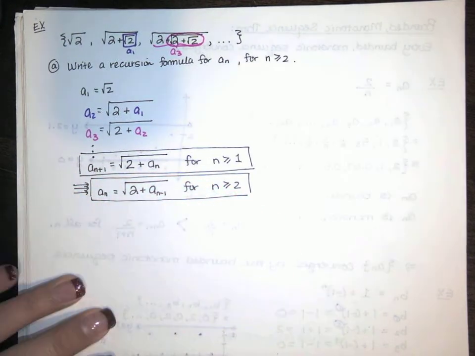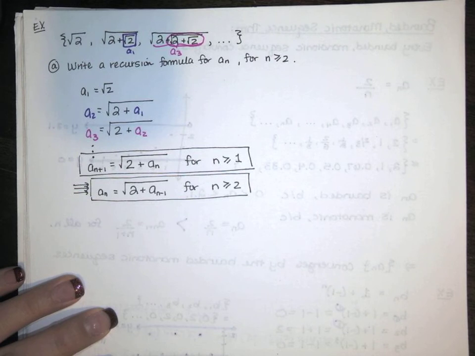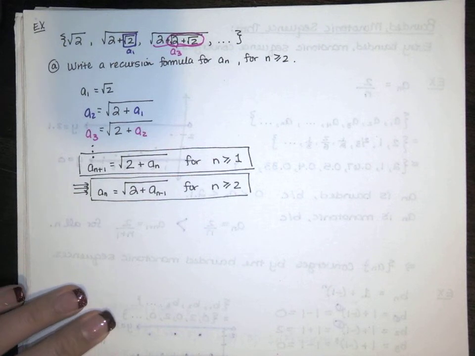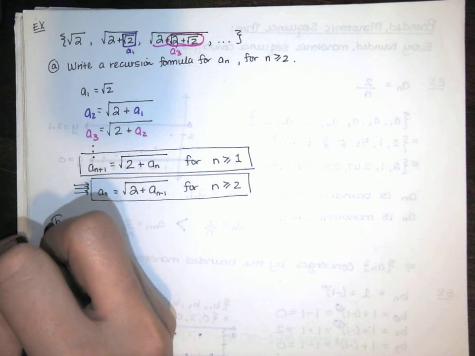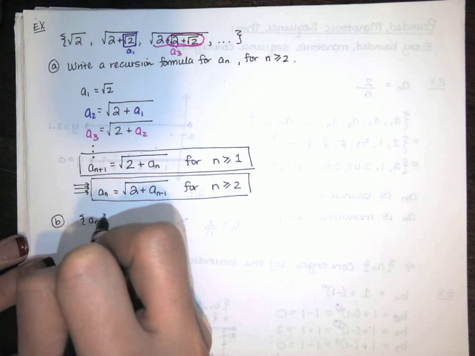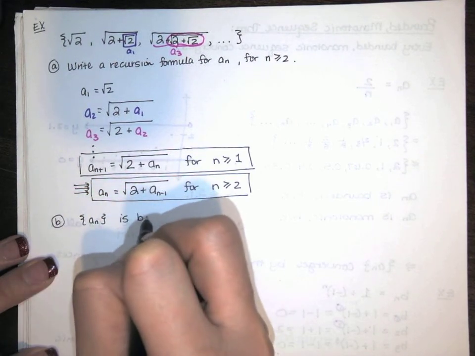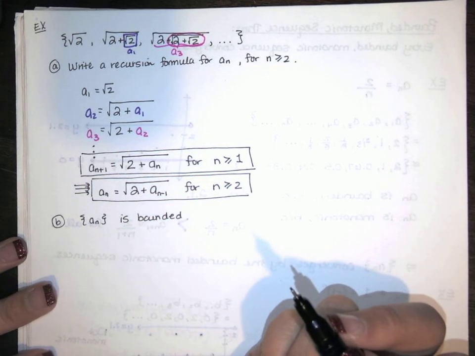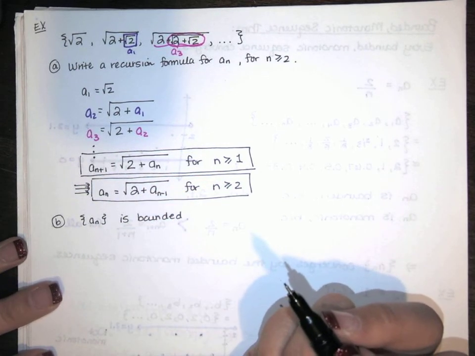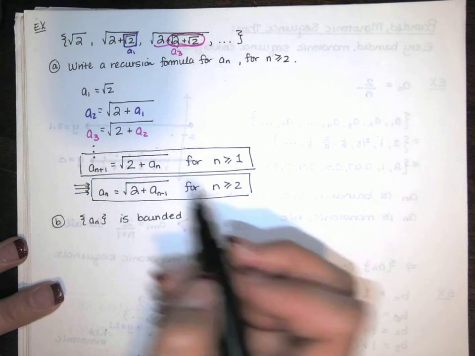Alright, so now we want to use the bounded monotonic sequence theorem to show that this sequence converges. Well, that implies that it must be bounded and it must be monotonic. So let's think about how it must be bounded. Is it bounded? It is bounded, and how do we know? Well, let's think about it.